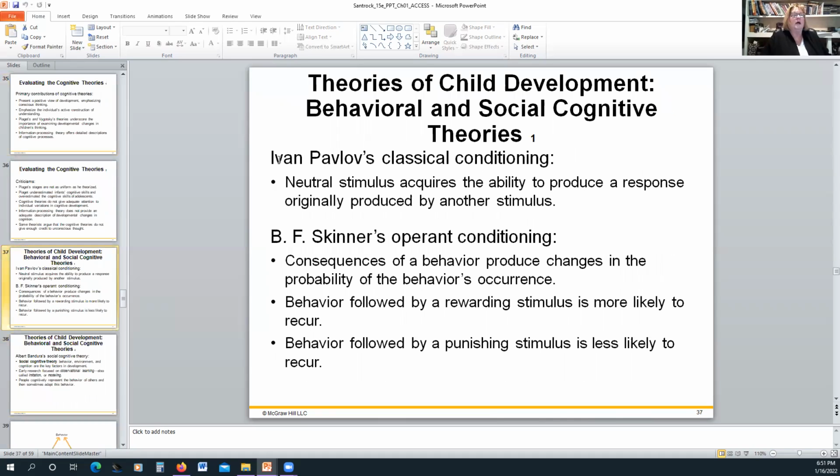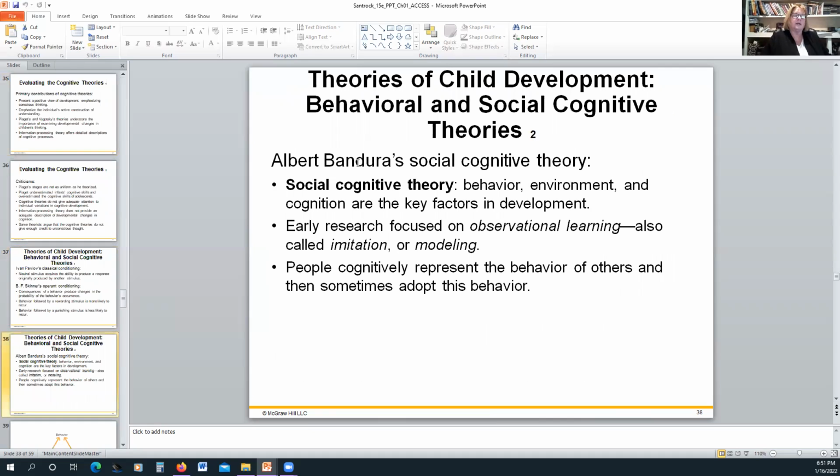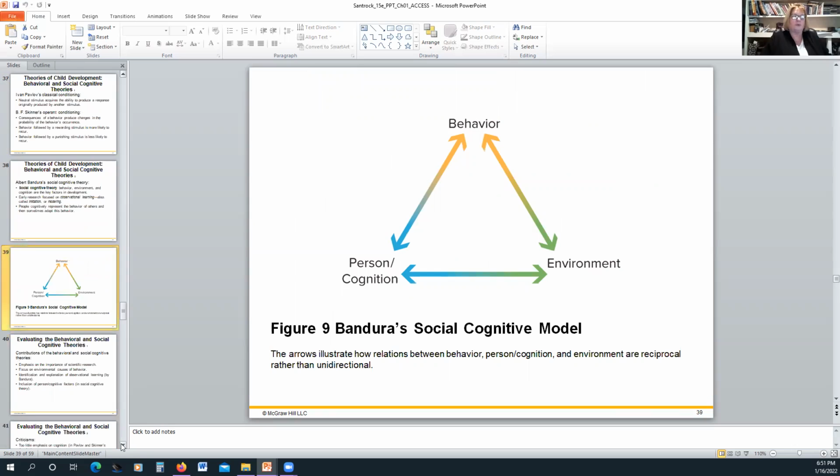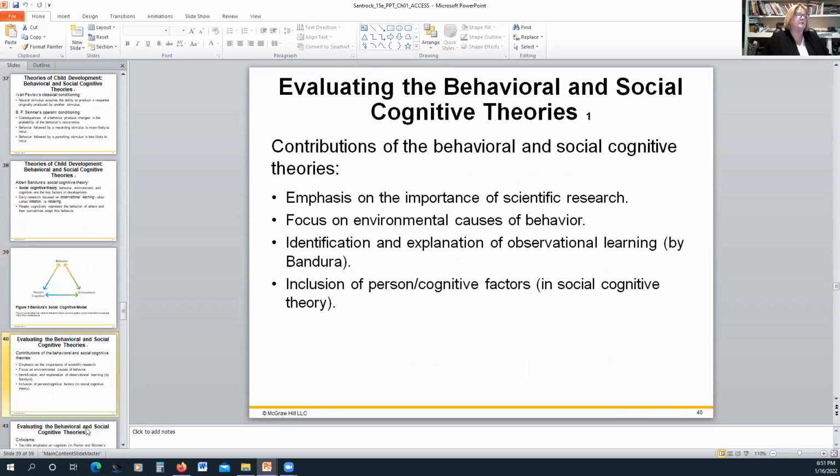Your behavioral, so go back to Intro to Psych with Ivan Pavlov. With B.F. Skinner, we've got classical and operant conditioning. We talk about Albert Bandura and social learning, social cognitive theory. And really, your cognitive theorists are looking at how your brain processes information. So those are some evaluations then on the cognitive theories.